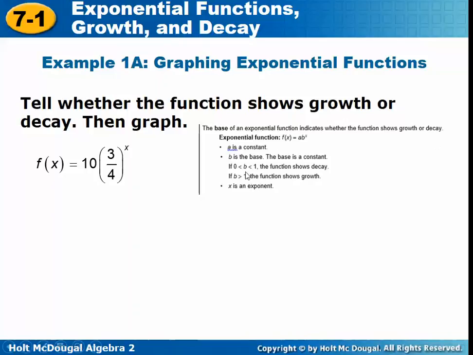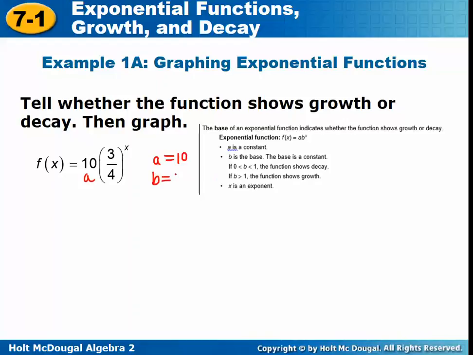If b, the base, is between 0 and 1, then it shows decay. If it's greater than 1, it shows growth. So over here, we need to figure out what is a, what is b, so that we can tell what the base is. Well, a is the number in front. This is a right here. So a equals 10 in this problem.